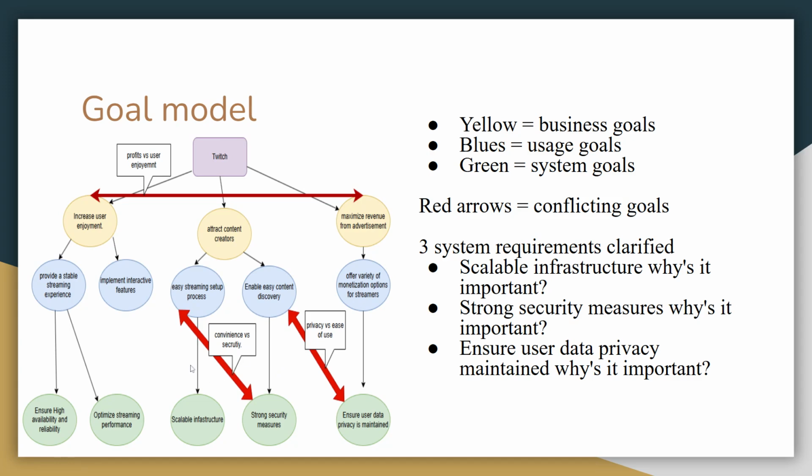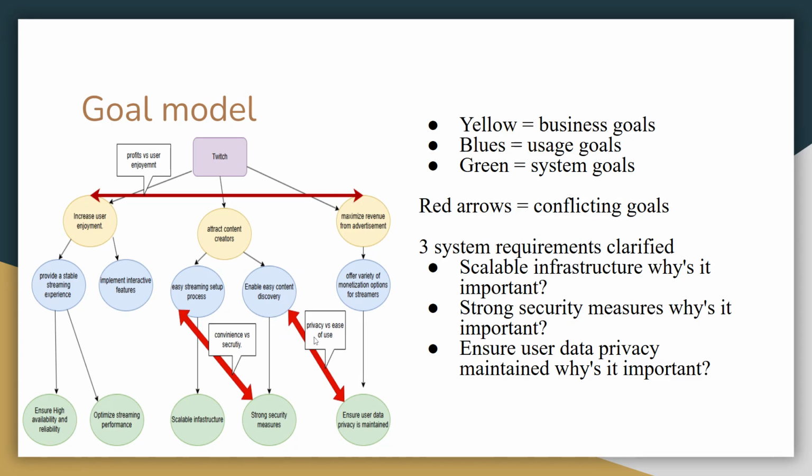What are the red arrows here now? Well, the red arrows are conflicting goals or interests. So here's an example. Easing the streaming setup process versus strong security measures. That's convenience versus security. Yes, we want it to be easy for people to set up an account, but we don't want that to be at the cost of having their accounts hacked. But we also don't want to have so much security that it's going to take them 10 hours to set up an account. Otherwise, they're not going to set up an account on Twitch.